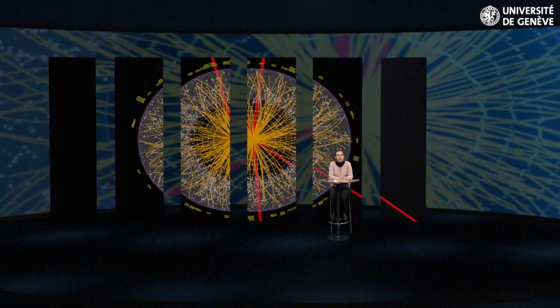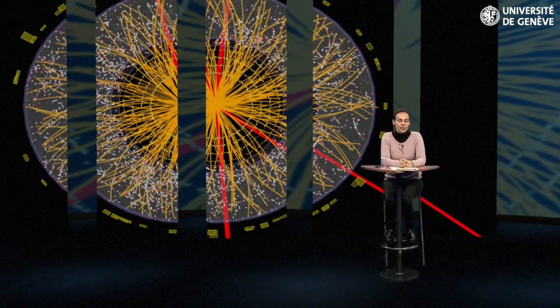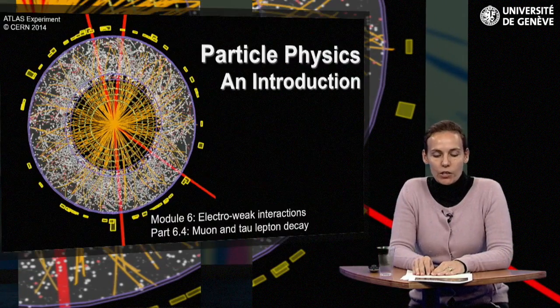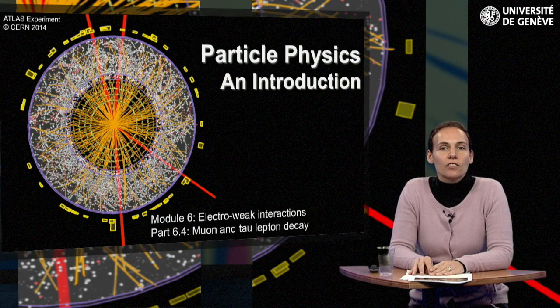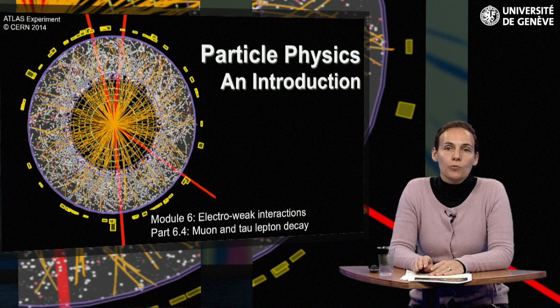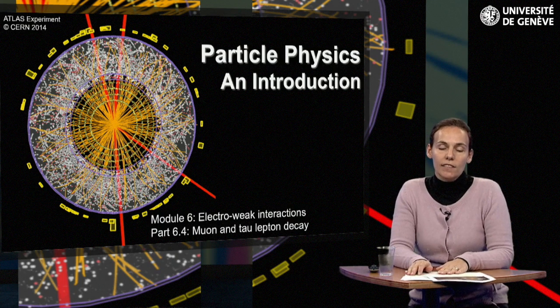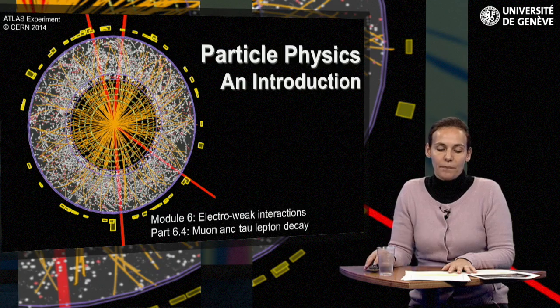In this sixth module, we are discussing weak interaction, and in this fourth video, we discuss a prototype process of charged weak interactions, the leptonic interaction of the W boson. After following this video, you will know how to describe the decays of muon and tau leptons in terms of a Feynman diagram, and how to discuss the properties of this interaction quantitatively.